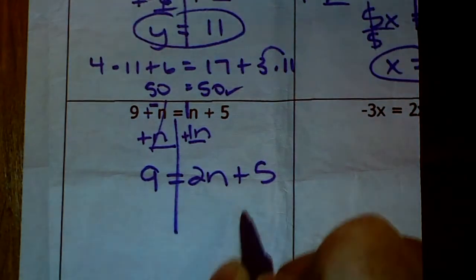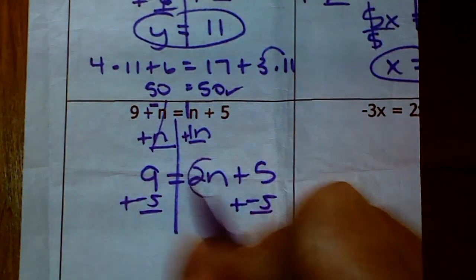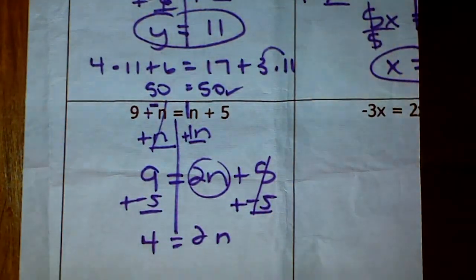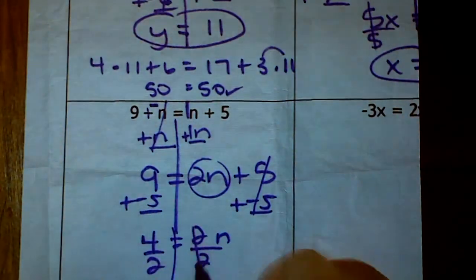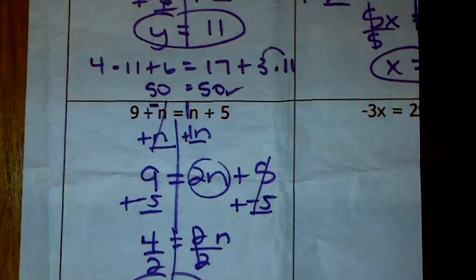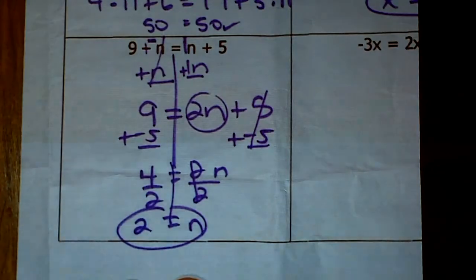So now we're at a two-step. I'm going to add a negative 5 so that I can get the variable term by itself. 9 plus negative 5 is 4. And then in order to get n alone, I'm going to divide by 2. 2 divided by 2 is 1. 1n is n. And 4 divided by 2 is 2. All right. Oops. Let me scooch it up a little bit. There we go. Voila.